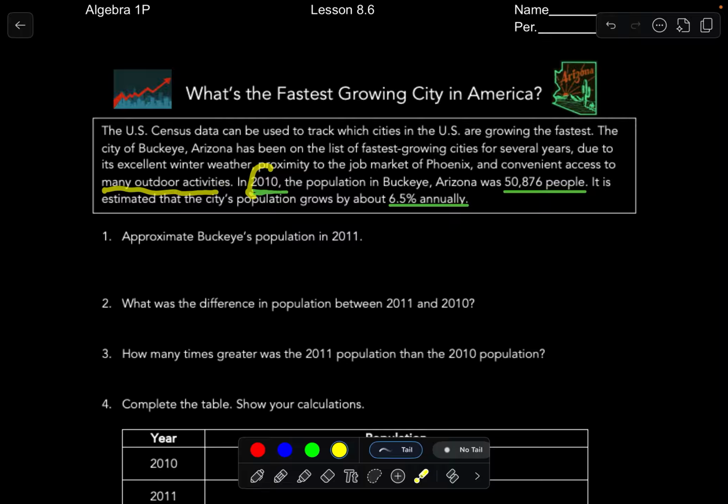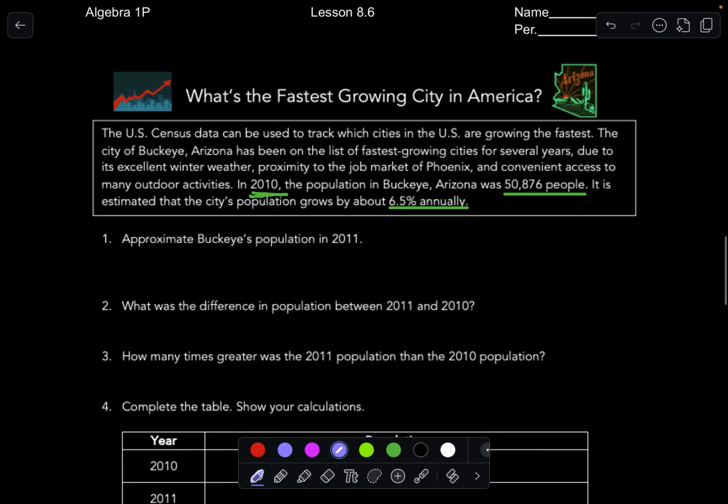And then in 2010, that's an important number to remember, the population in Buckeye, Arizona was 50,876 people. That was given to you. It is estimated that the city's population grows by about 6.5% annually. All right? So approximate Buckeye's population in 2011.